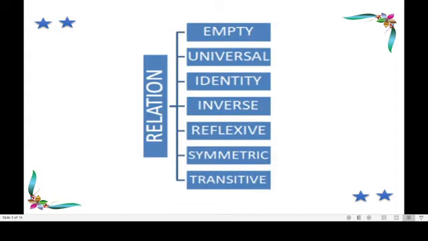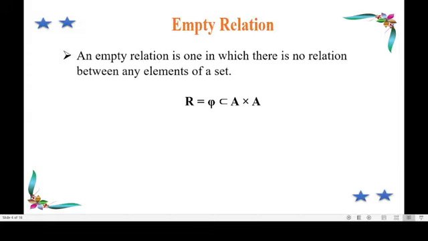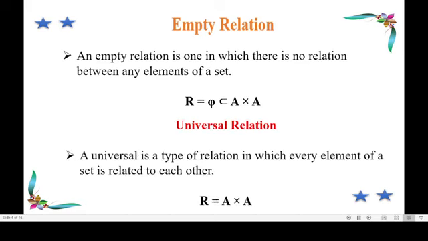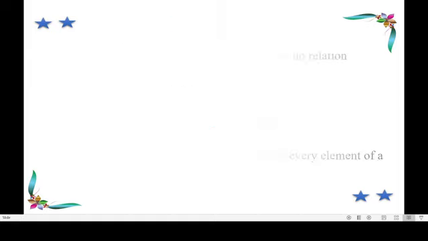Next, let us consider relation. Relation types are empty, universal, identity, inverse, reflexive, symmetric as well as transitive. Next, let us see empty relation. An empty relation is one in which there is no relation between any elements of a set. Next, let us consider universal relation. It is a type of relation in which every element of a set is related to each other.